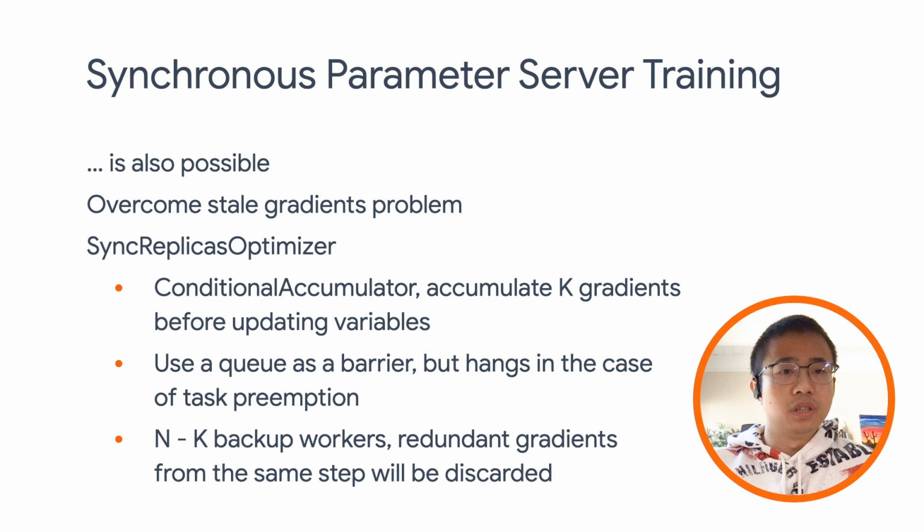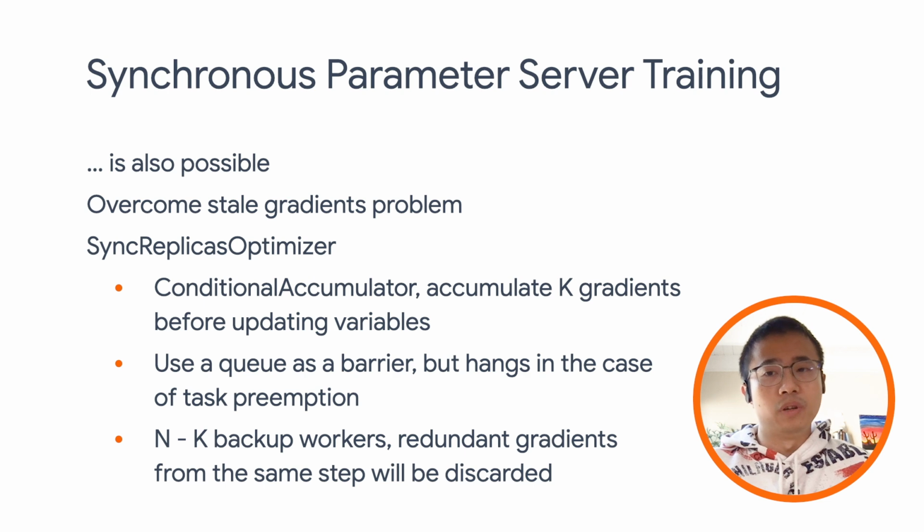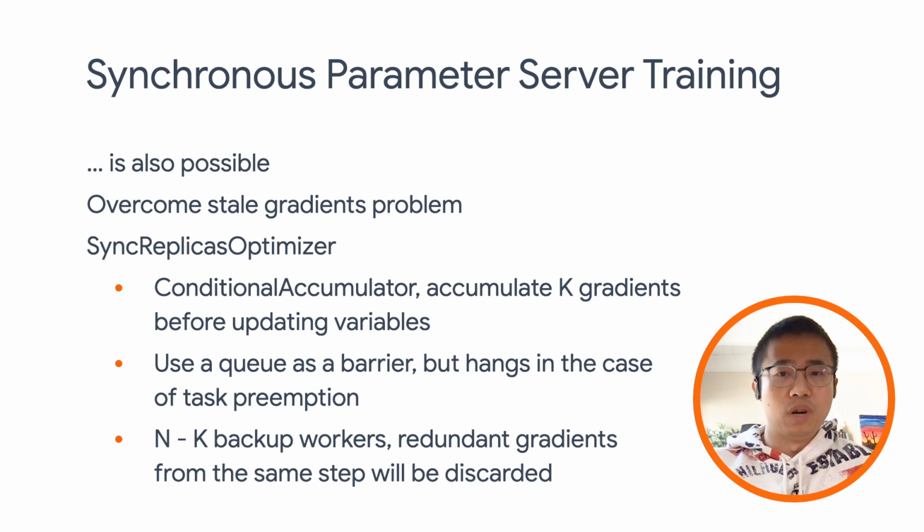This optimizer uses a queue as a barrier to coordinate workers, but it may hang in the case of task preemption. One nice thing about this optimizer is it can have some backup workers, so it can tolerate some worker failure. But the redundant gradients from the same step will be discarded. And overall, it's very complicated to implement such a synchronous parameter server training algorithm in TensorFlow 1.